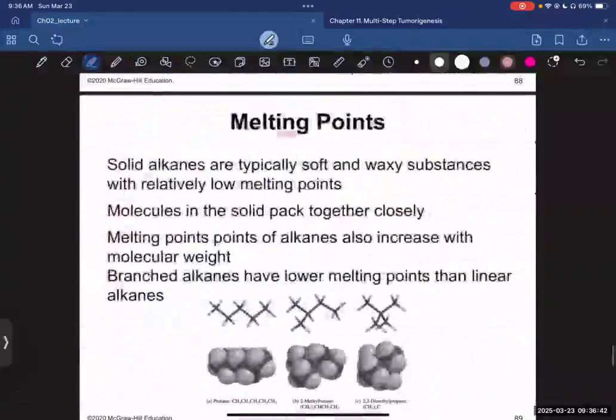And also, the melting point is going to exhibit the same type of pattern. When alkanes have an increased number of carbons, we're able to also see an increase in the melting points. And when comparing linear alkanes and branched alkanes, the melting points of the branched alkanes are also going to be lower compared to those that are linear.